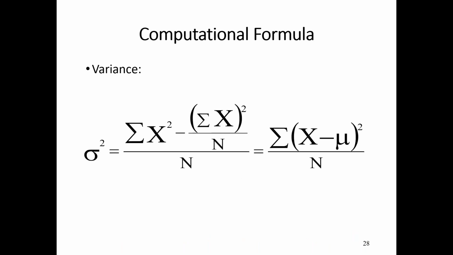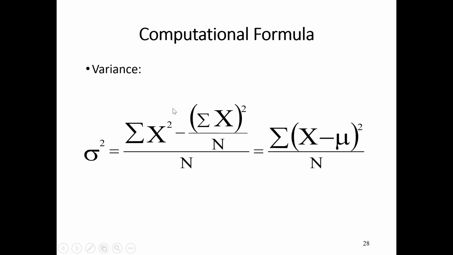The computational formula for the variance is given like this. Note down sigma square for the variance. Sigma square is usually used with the variance. It is the summation of x square minus, in bracket, summation of x, where x is the different values from 1 to n, squared, divided by n, then divided by n. It is also equal to summation of x minus mu, where mu is the population mean, or the mean of the sample if the population mean is not given, square divided by n. This is what I have told you just now.